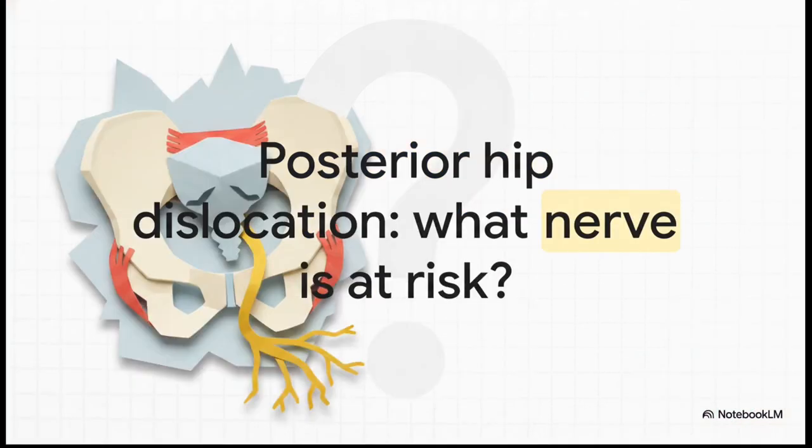Finally, I'm going to leave you with this highly advanced, integrated mega challenge to ponder. If someone gets into a car crash and a dashboard injury forces their femur backward, straight out of the acetabulum, what strong anterior ligament is usually spared while all those posterior structures tear? And what massive nerve running right behind the hip joint is suddenly in immediate danger?